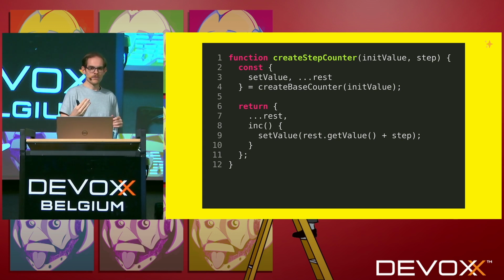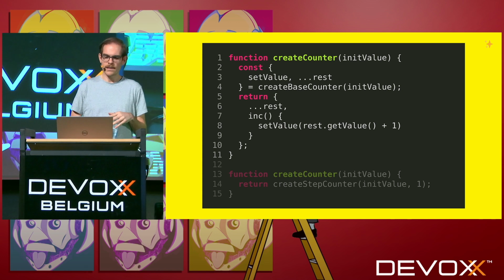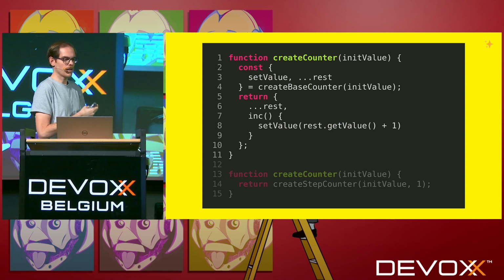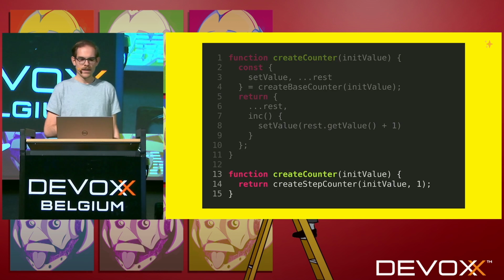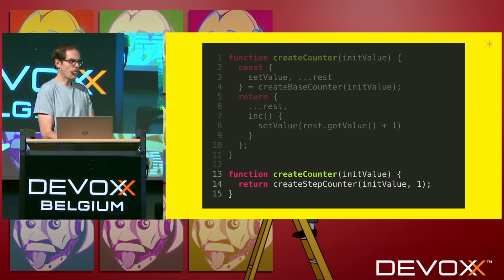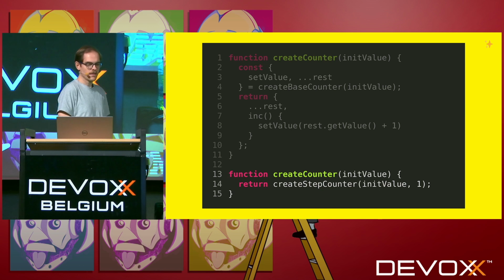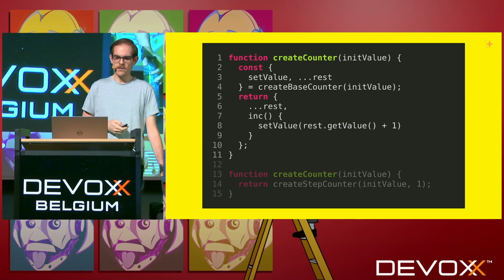And if we wanted to do the create counter based on this base counter, same idea, we can do it like this. Now we do get value + 1, and we could even just use the step counter, but passing the 1 as the step value. So we can basically have objects that mix and match. And notice that if we wanted to override properties, we can do that as well.